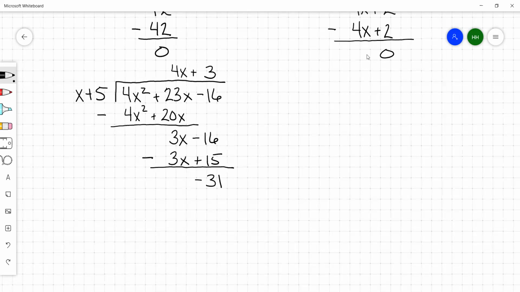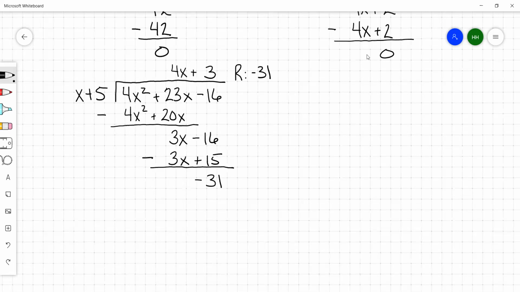All right? So in this case, it's not a factor. All right? X plus 5 is not a factor of 4x squared plus 23x minus 16 because it doesn't go evenly. So you're just going to have a 4x plus 3 here with remainder negative 31.